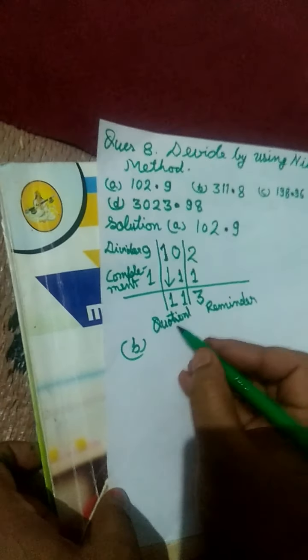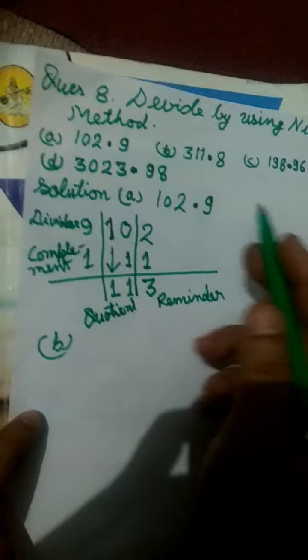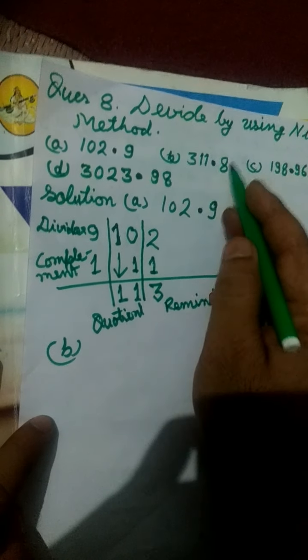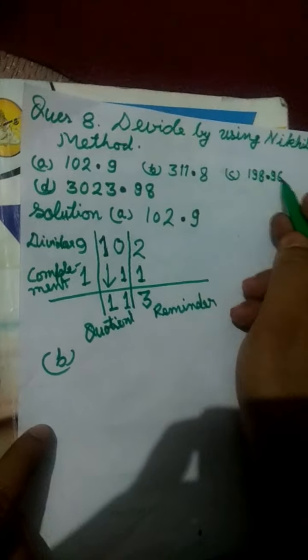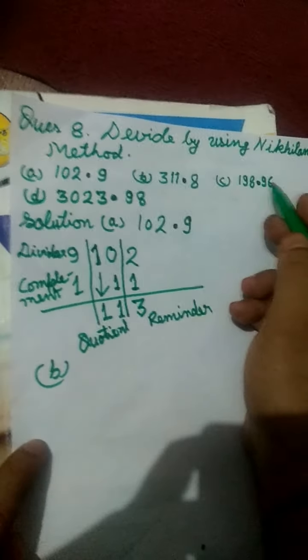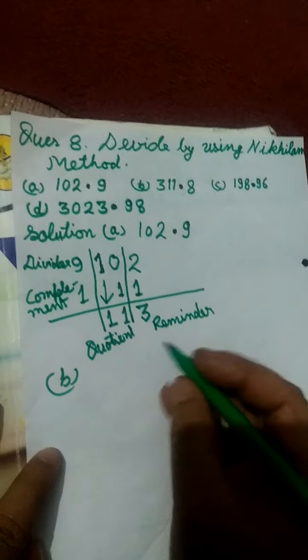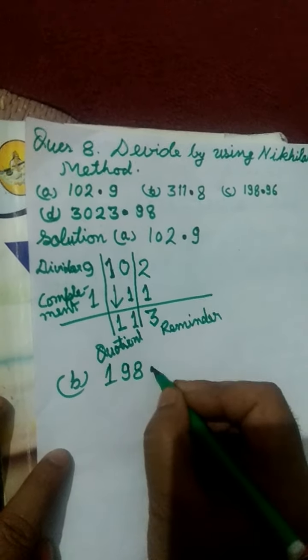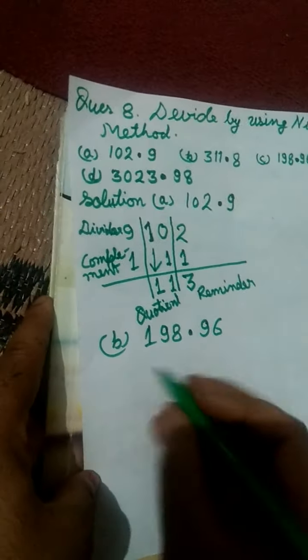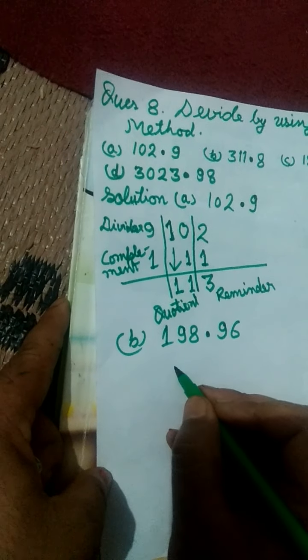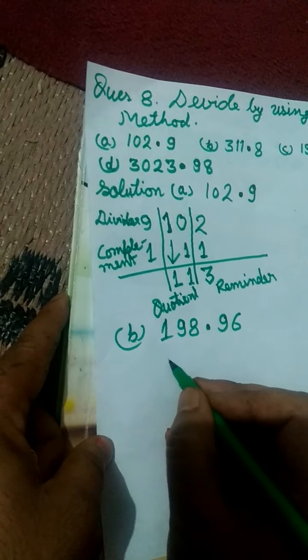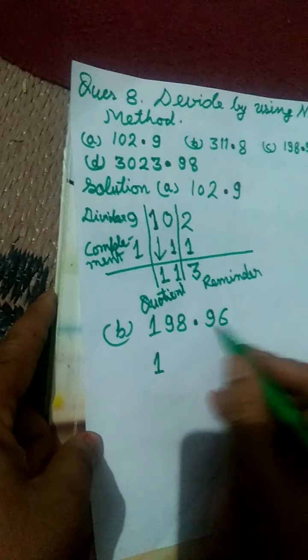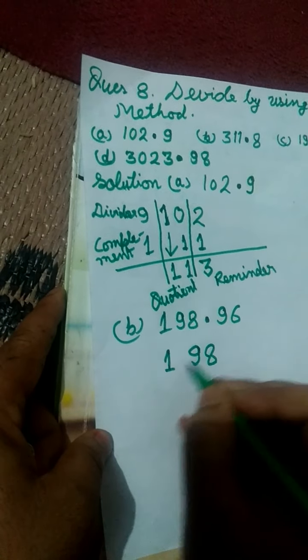Next question, B. No, C is easy for you and you will do it at your home. I will teach you the C part of this question. 198 divided by 96. Because the divider is a 2-digit number, first break the number into two parts: 1 and 98.